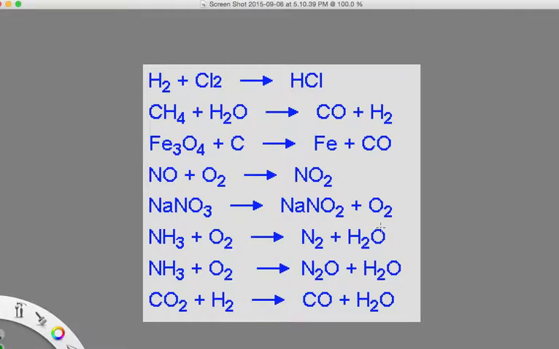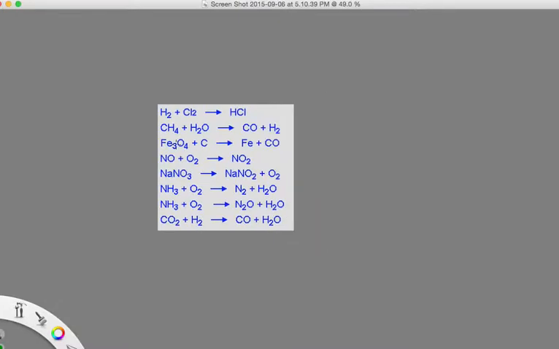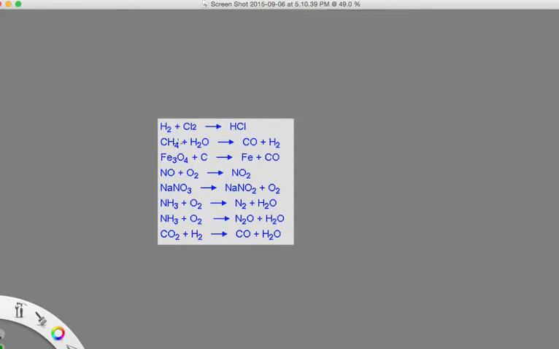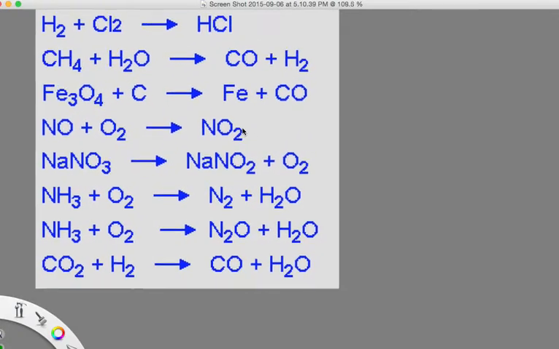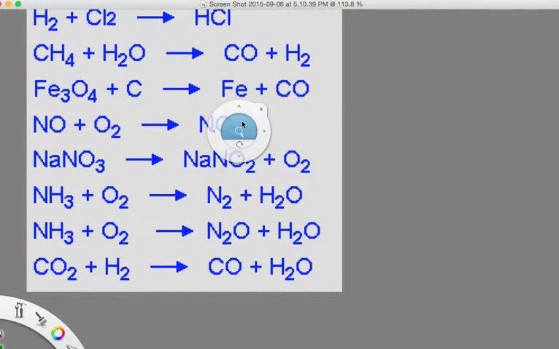I'm going to go through a couple equations right now and we're going to balance them. Now, in your reading, whoa, I need to zoom in there. Zoom in, please. All right, there we go.